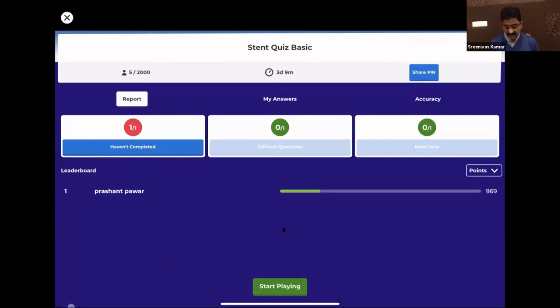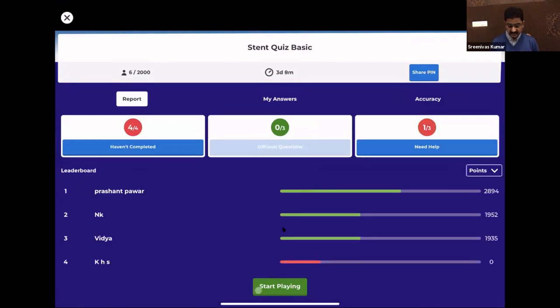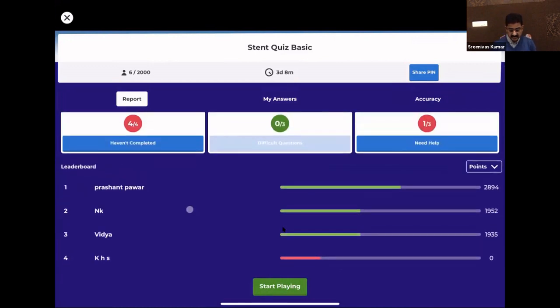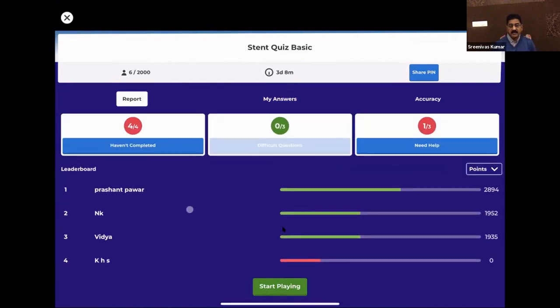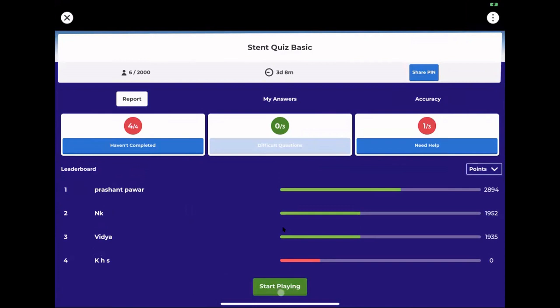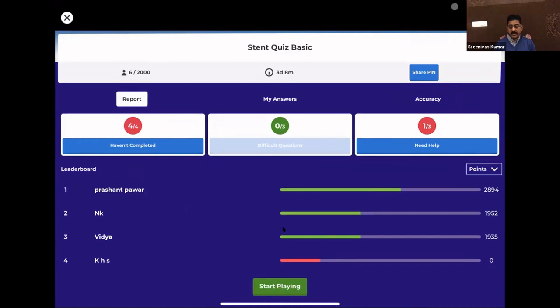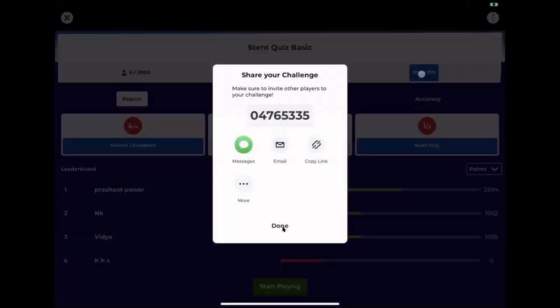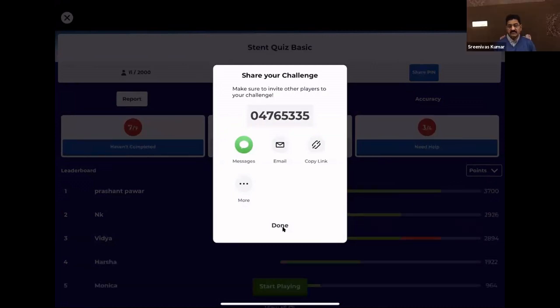There's some problem, I think, this time. Only one person could join. Yeah, I think there are more joining. Four are there. Since we have changed it, now they will be logging in through this, sir. Okay, I'll put the share pin again. No, it's fine, sir. We are keying in, sir. Already there are four. 0476-5335. Yes, sir.